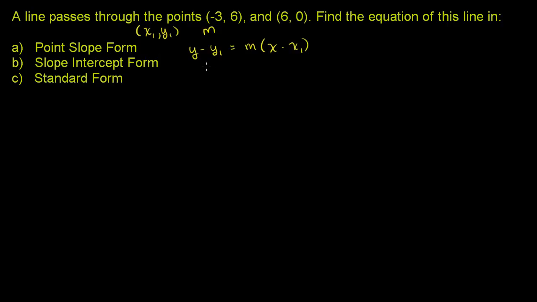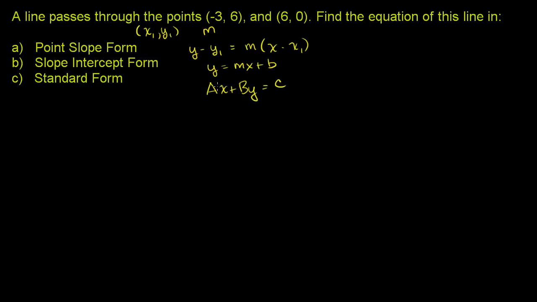Slope intercept form is y is equal to mx plus b, where once again m is the slope, b is the y-intercept. Where does the line intersect the y-axis? What value does y take on when x is 0? And then standard form is the form ax plus by is equal to c, where these are just two numbers, essentially. They really don't have any interpretation directly on the graph. So let's do this. Let's figure out all of these forms.